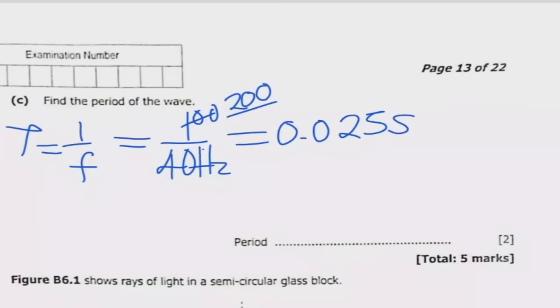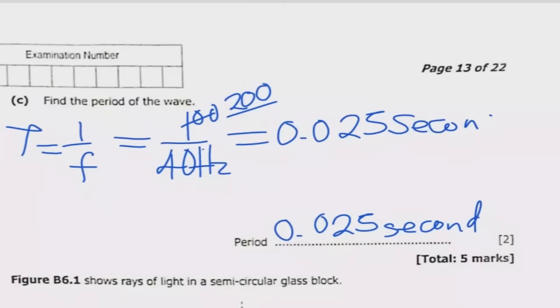So the period for the wave is 0.025 seconds. Now remember that is seconds, those are not fives, because I can see that my S is almost similar to the 5, so please don't be confused. That is seconds there. So basically that's how you go about this question. If you have got questions, you can ask in the comment section.